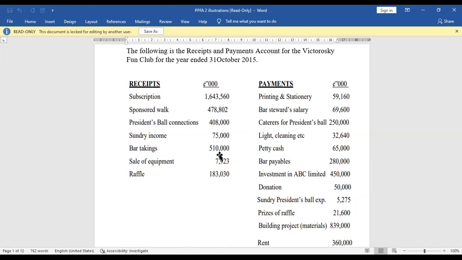We don't have purchases, but we have payables. We have bar payables. Payable simply means the amount of money you are owing to your creditor. So that means we made purchases from creditors, from our suppliers, on credit, and it amounts to 280,000.